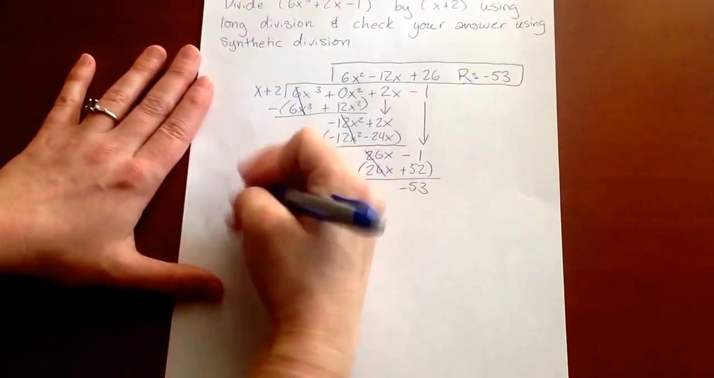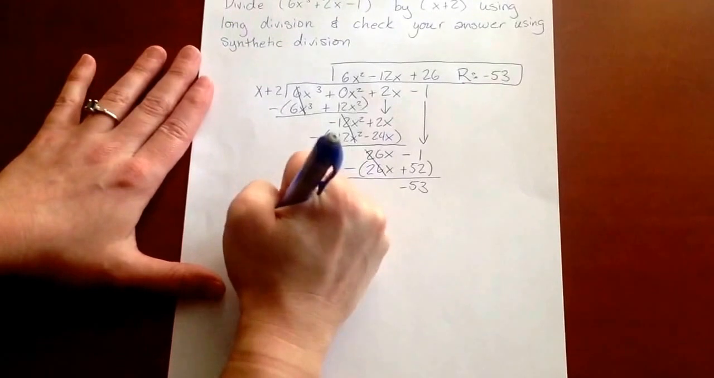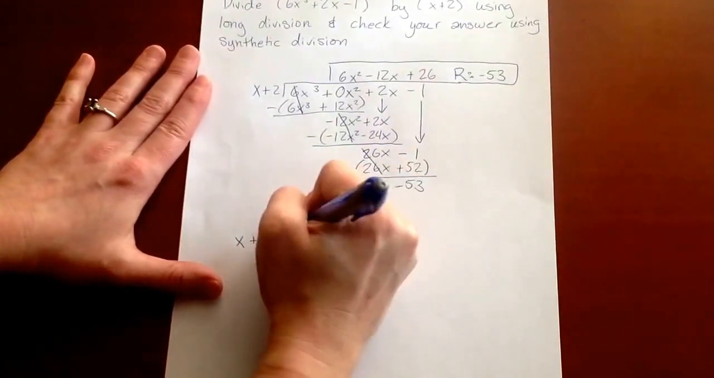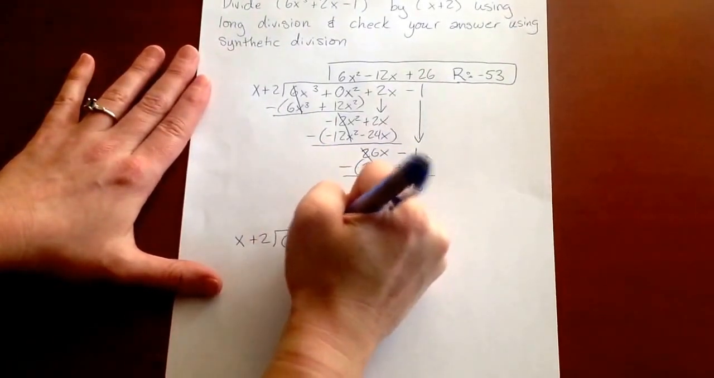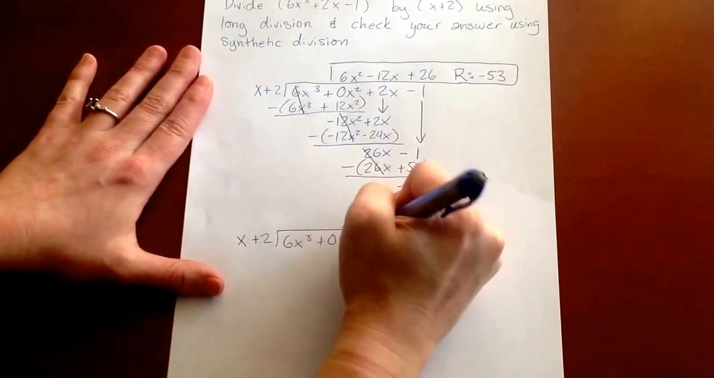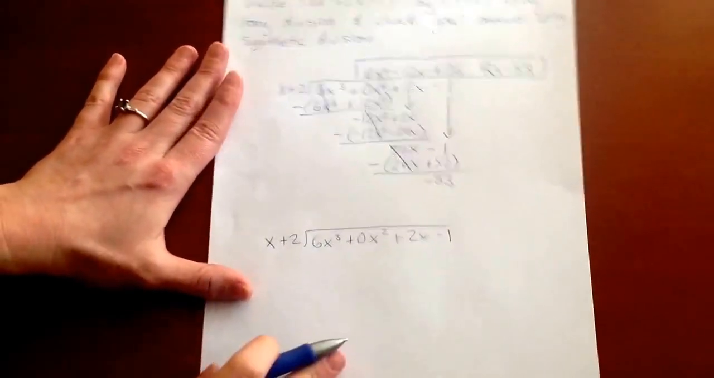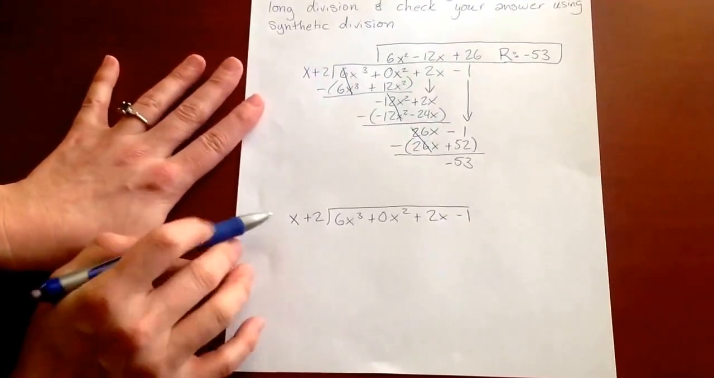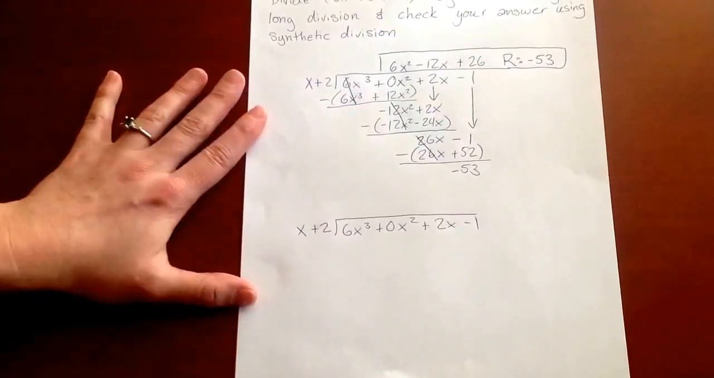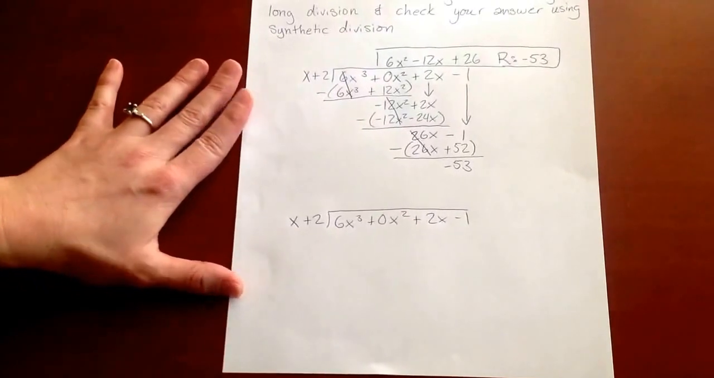So we're going to rewrite this. We've got x plus 2 into 6x cubed plus 0x squared plus 2x minus 1. So same setup for both, identical.